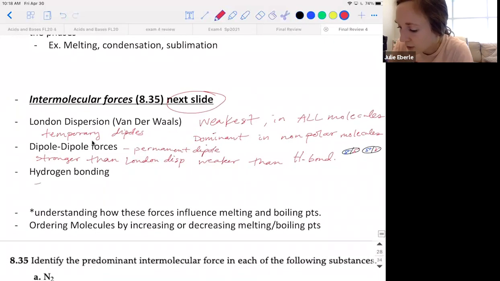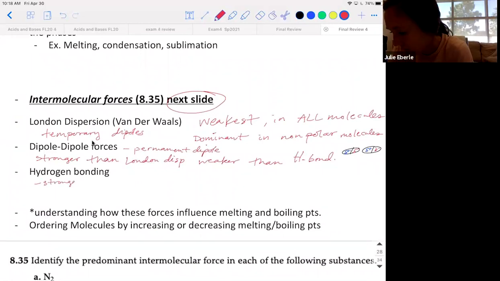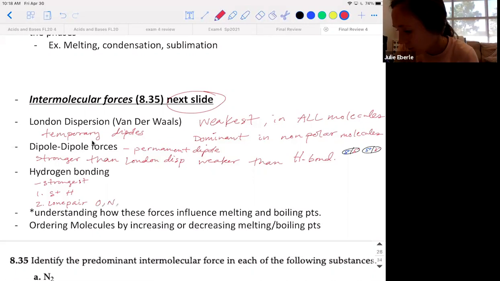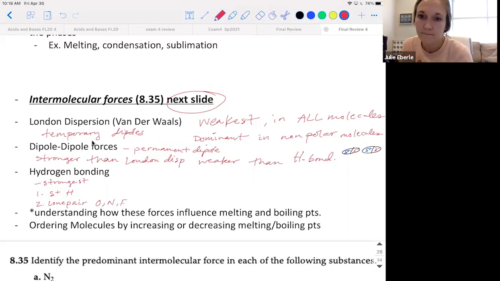Hydrogen bonding, this is the strongest. And we said you have to have two things. One, you have to have a semi-positive hydrogen, a positively polarized hydrogen. Two, you have to have a lone pair on an oxygen, nitrogen, or fluorine. Okay.